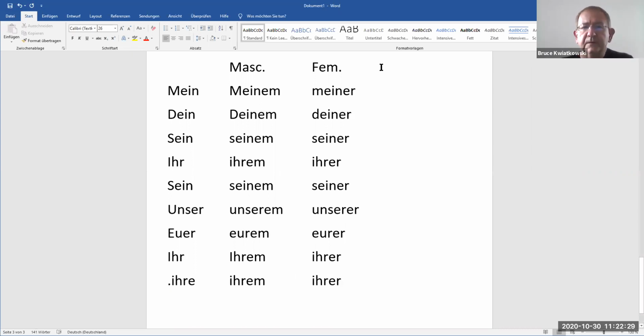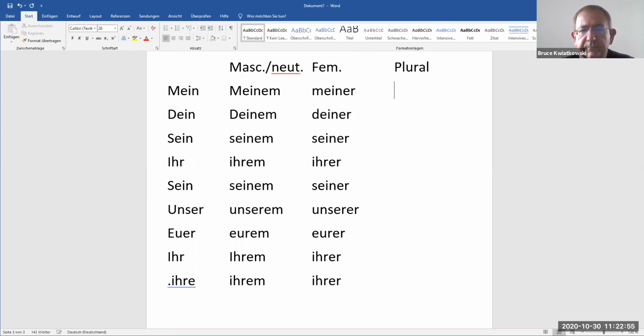Masculine, feminine, and then we'll do the neutral. That's going to be the same as the masculine. So I'm going to leave it at that. I'm just going to put in here masculine and then the neutral, okay? And then we'll get a row here for the plural.